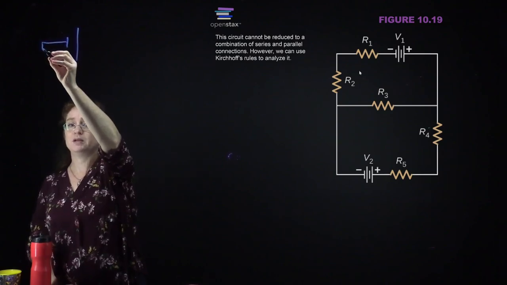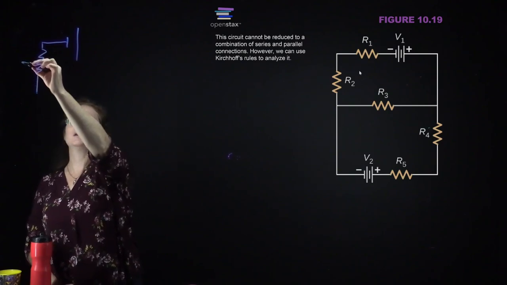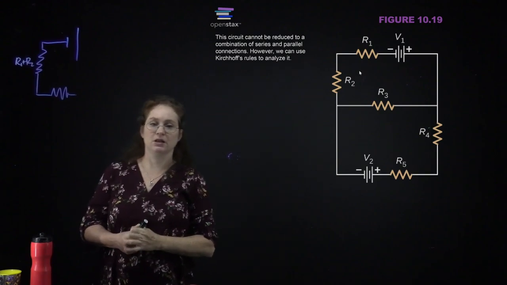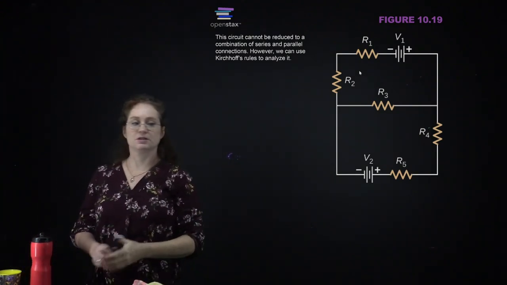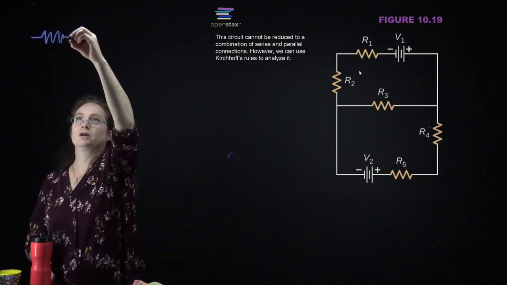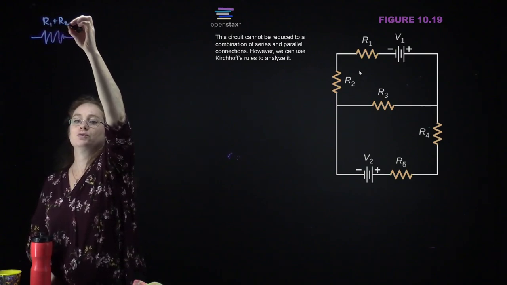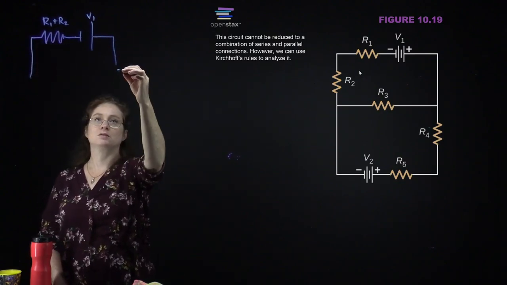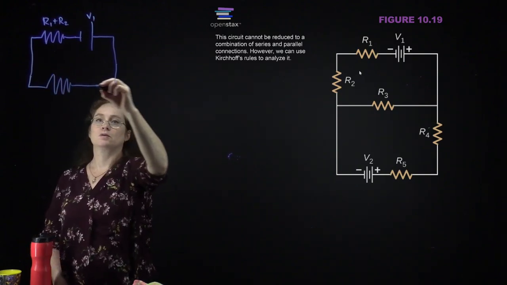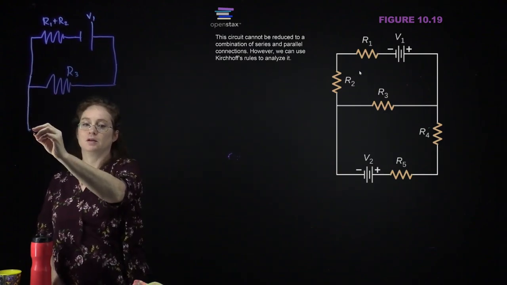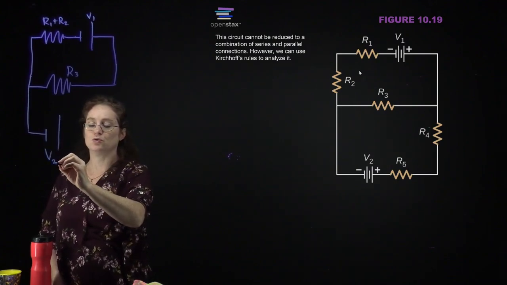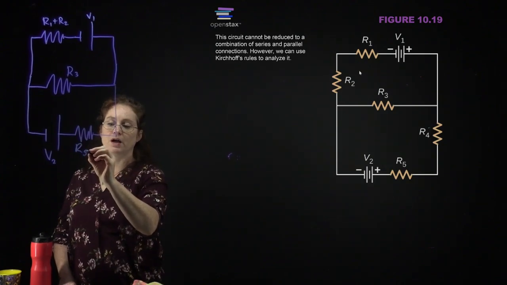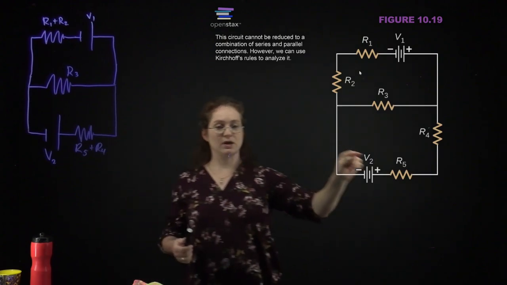So that would be a resistor here, and that's going to be R1 plus R2. I'm going to draw it a little bit differently so it's really clear which elements are parallel and which are in series. So we would have a resistor R1 plus R2 and a voltage V1. And then here we would have a resistance R3 and a voltage V2 and a resistor R5 plus R4, because these two elements are in series.